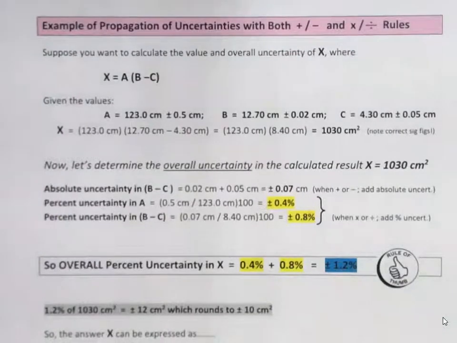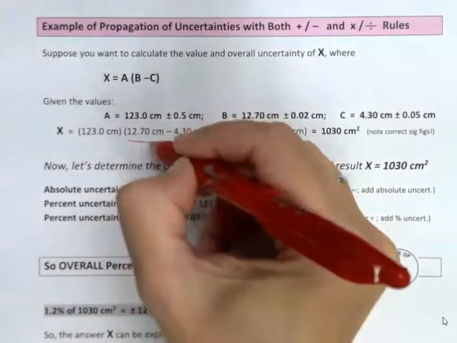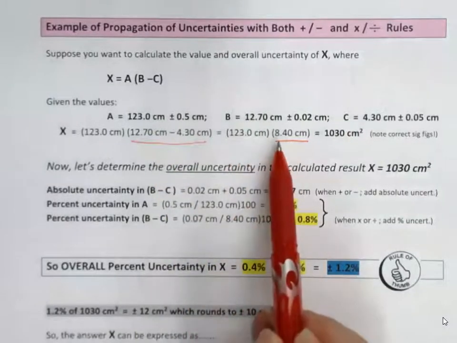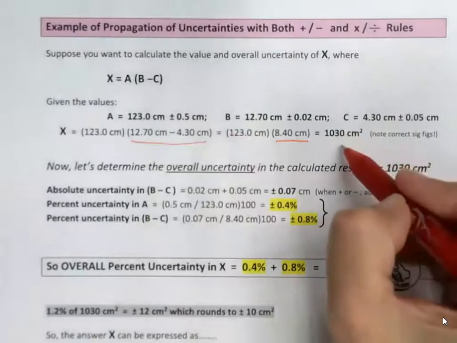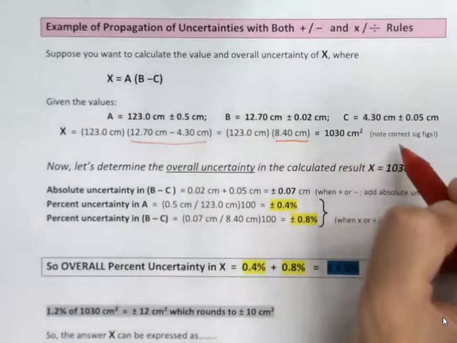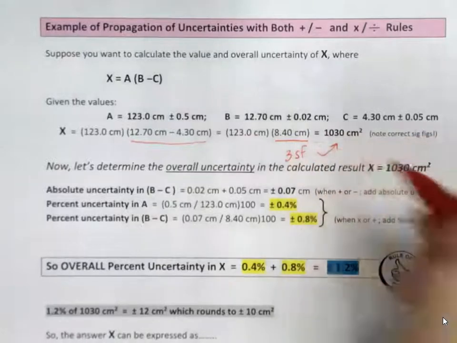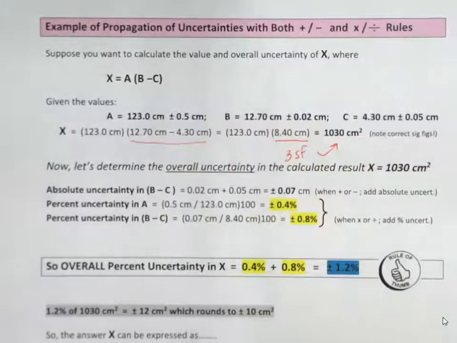So here's a problem where we're going to calculate x, and x is equal to a times the quantity b minus c. So the first thing we do is we solve for x. And when we do the math, I'm going to encourage you to show this step right here and this result, because we're going to be using it when we propagate uncertainty. So in your order of operations, when you see a problem like this, you always subtract first. So we subtract and then we multiply. And here you can see that my answer, 1030, is rounded to 3 sig figs because of that value right there. Okay, so the 8.40 leaves us with 3 sig figs in our final answer.